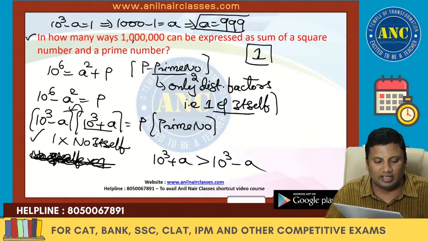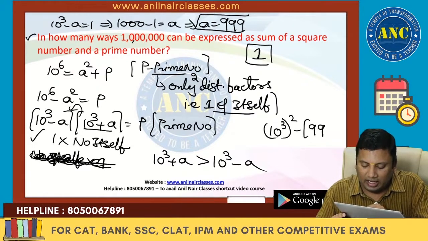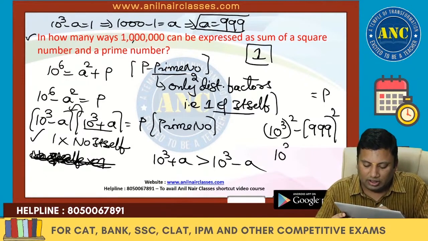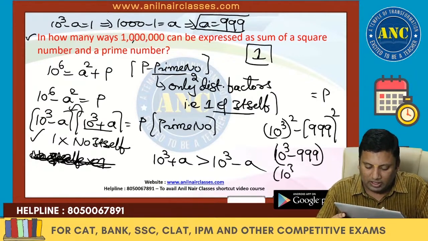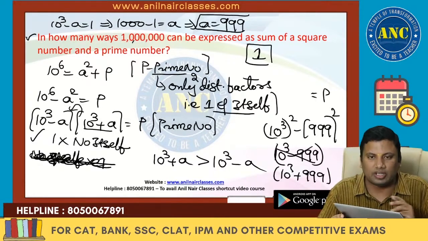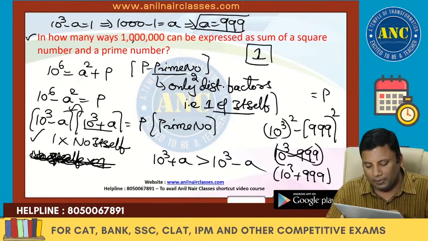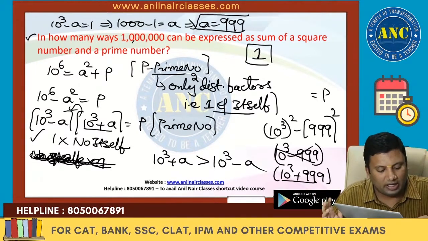A is 999. If you substitute the value, 10 cube whole square minus 999 whole square is nothing but 10 cube minus 999 times 10 cube plus 999. So this is nothing but 1000 plus 999, 1999. So 1999 should be a prime number to satisfy this case. I hope it is clear.